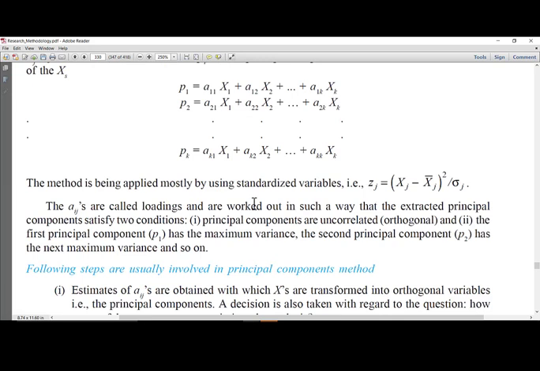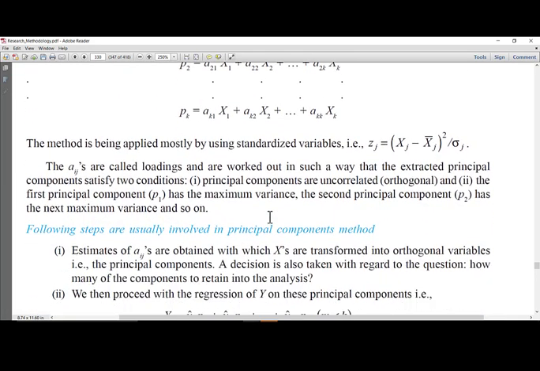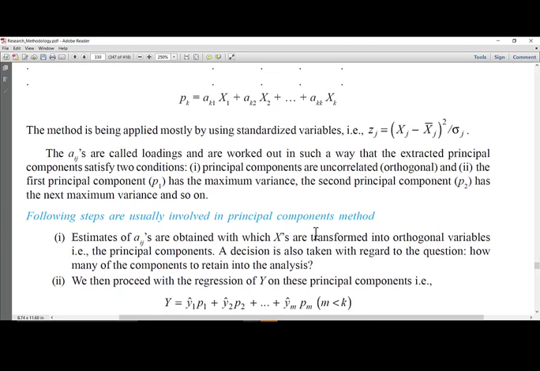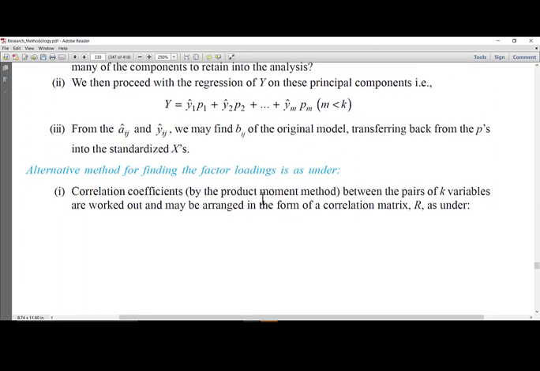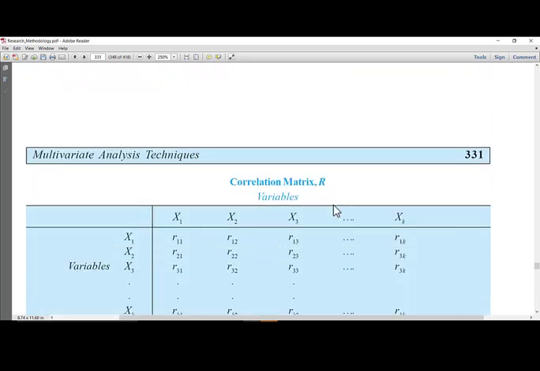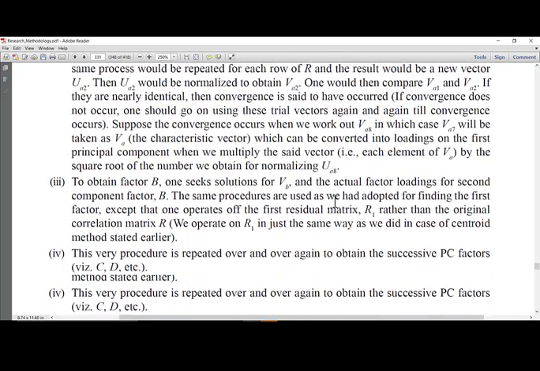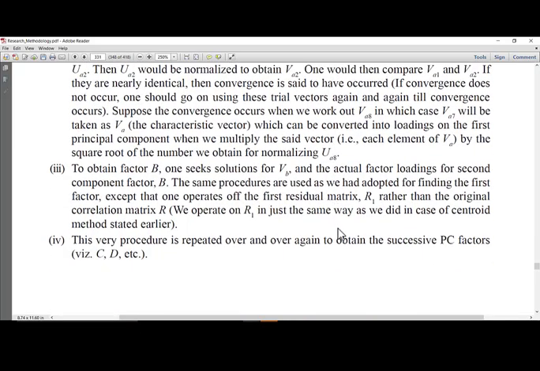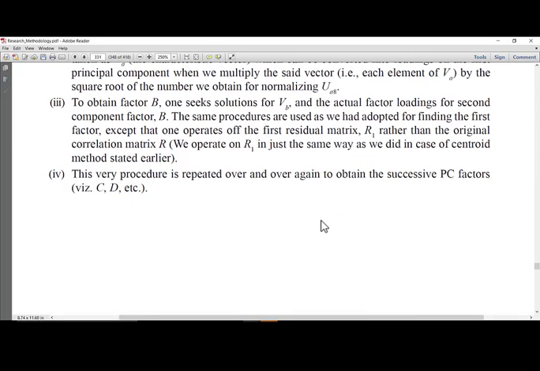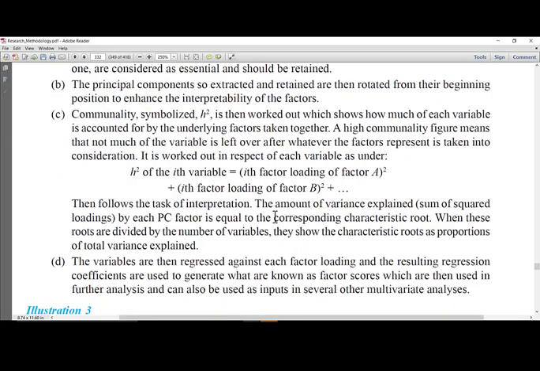Now these are the steps involved in the principal components method. And one alternative method is also given here in this book, an alternative method for finding the factor loadings. And here the theory is explained. And as I have done in the previous method, the centroid method, here also now I will explain it to you by means of an illustration.